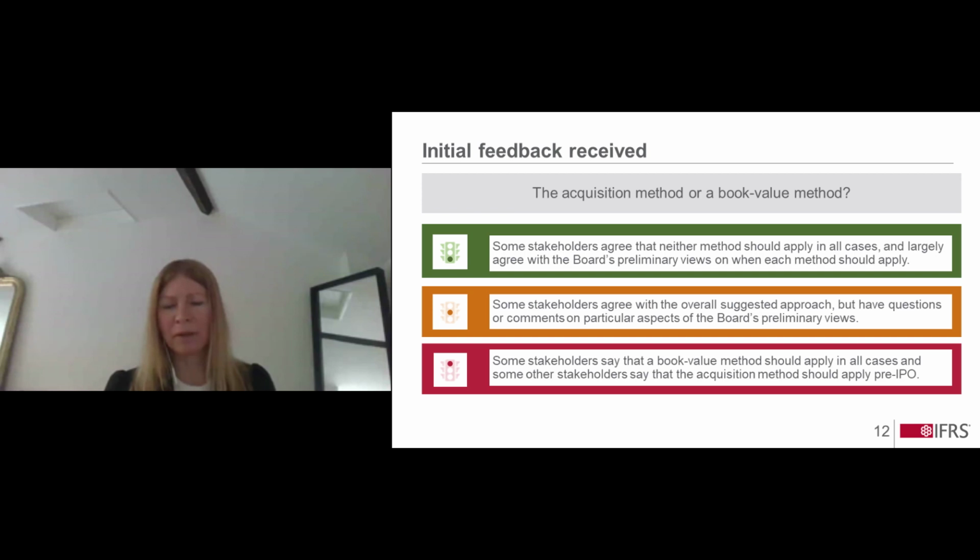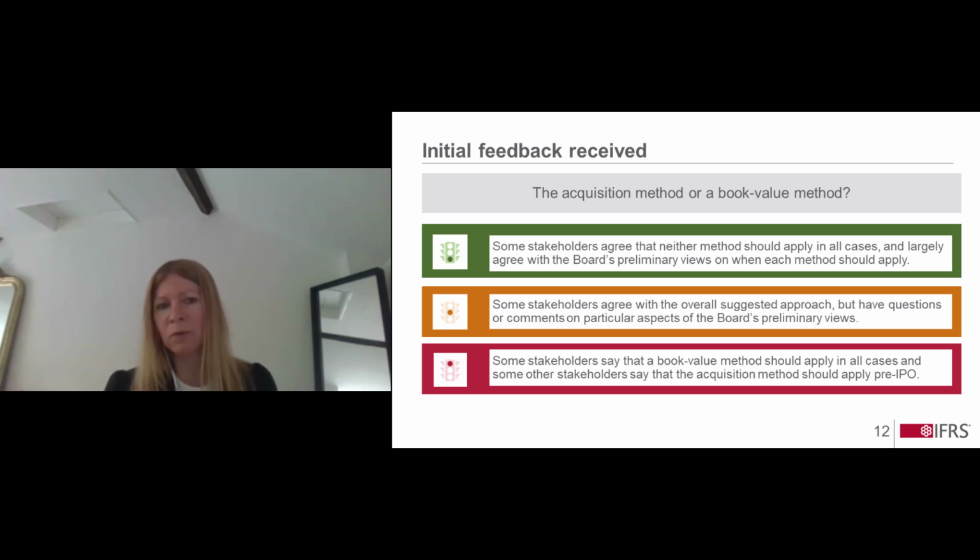And just before I talk through this feedback, I would like to emphasize that these are initial thoughts that we're hearing in the outreach activities. And of course, we have 2 more months to the consultation period. So we're looking forward to further feedback in the outreach activities. And of course, also your feedback in the comment letters.